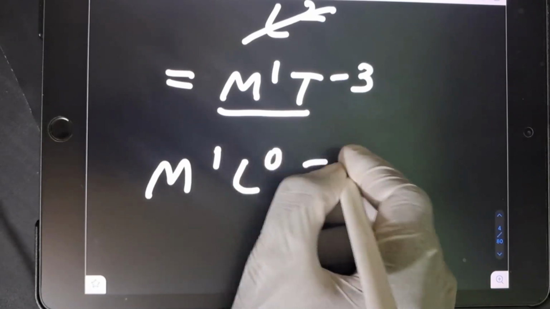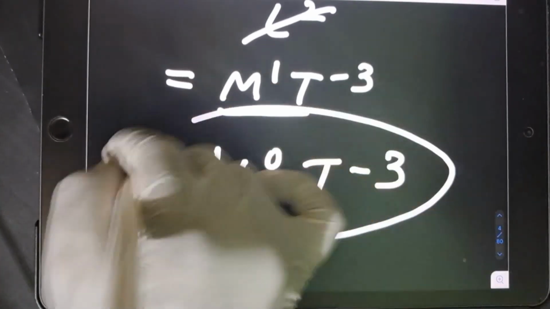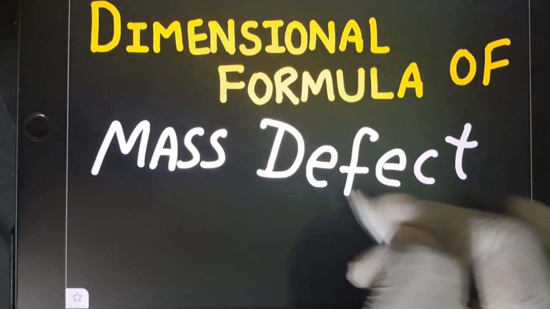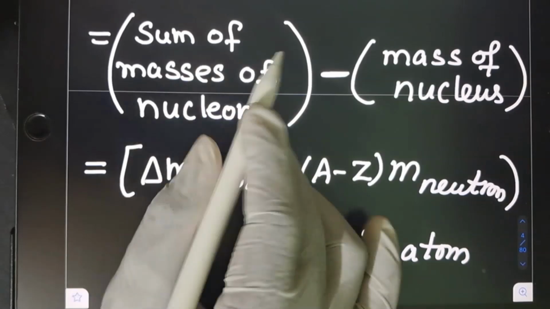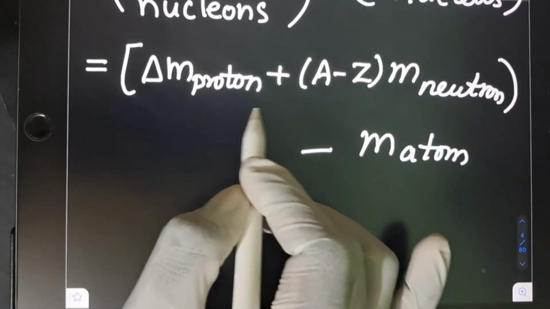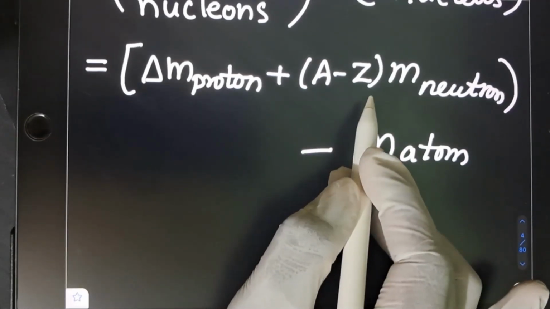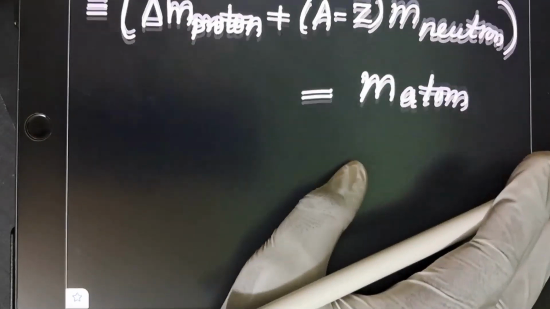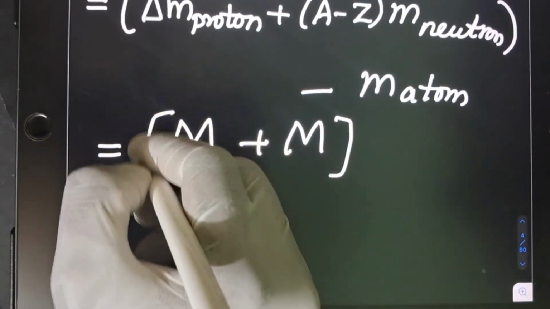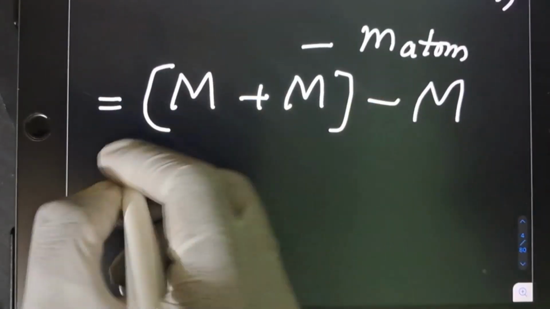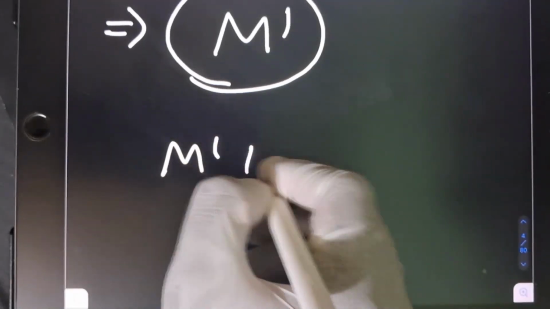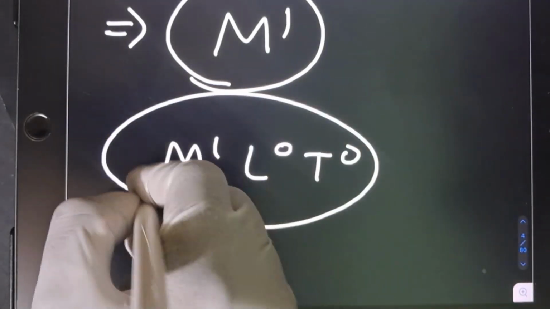Here M power 1, L power 0, T power minus 3 is the dimensional formula of illuminance. Dimensional formula of mass defect. The formula is sum of masses of nucleons minus mass of nucleus. Masses of nucleons: mass of proton plus mass of neutron, minus mass of atom. We get M power 1, L power 0, T power 0.